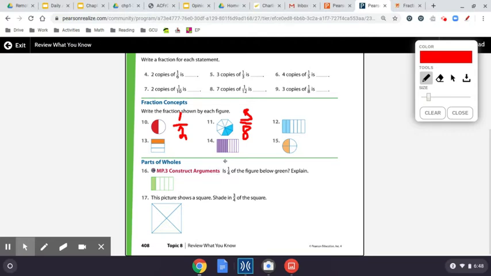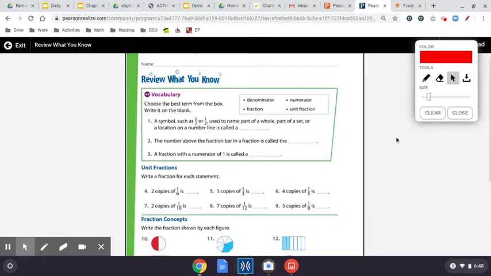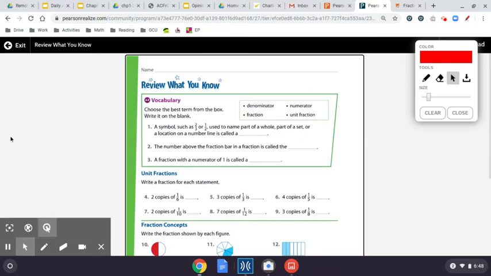Here, I want you to look at the denominator and then look at how many pieces are in this shape because that's going to help you. And then you're just going to shade in 3/4 on this shape here. So that's what you're doing on the Review What You Know page. And I'm also going to be posting some links that I want you to go to just to practice fractions, just to get familiar with them again.